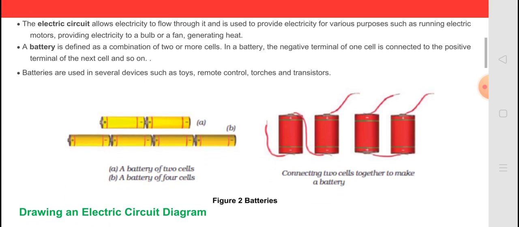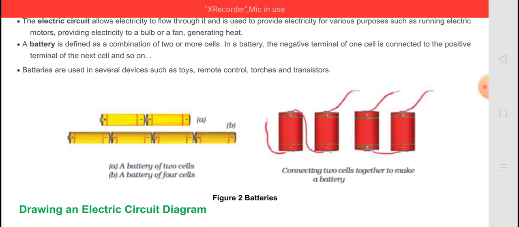You can see in this figure, batteries are used in several devices such as toys, remotes, torches and transistors. There are so many uses of the battery. In figure A you can see a battery of 2 cells, and figure B shows a battery of 4 cells. Connecting cells together makes a battery. In this way, different amounts of voltage are produced by joining different cells, right?